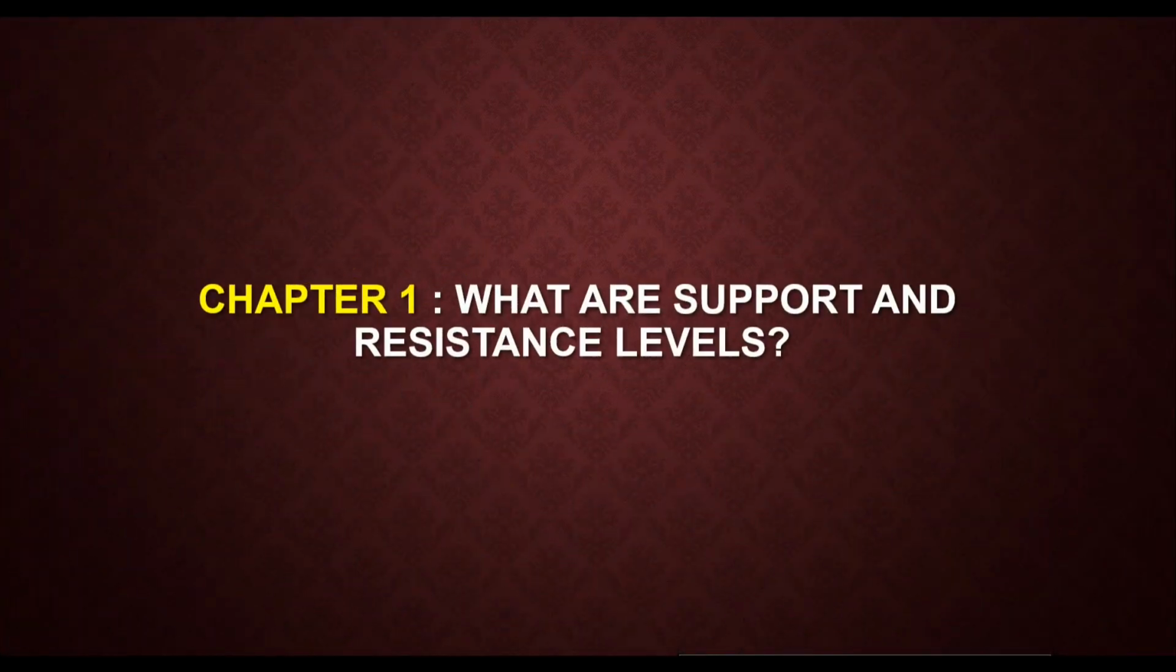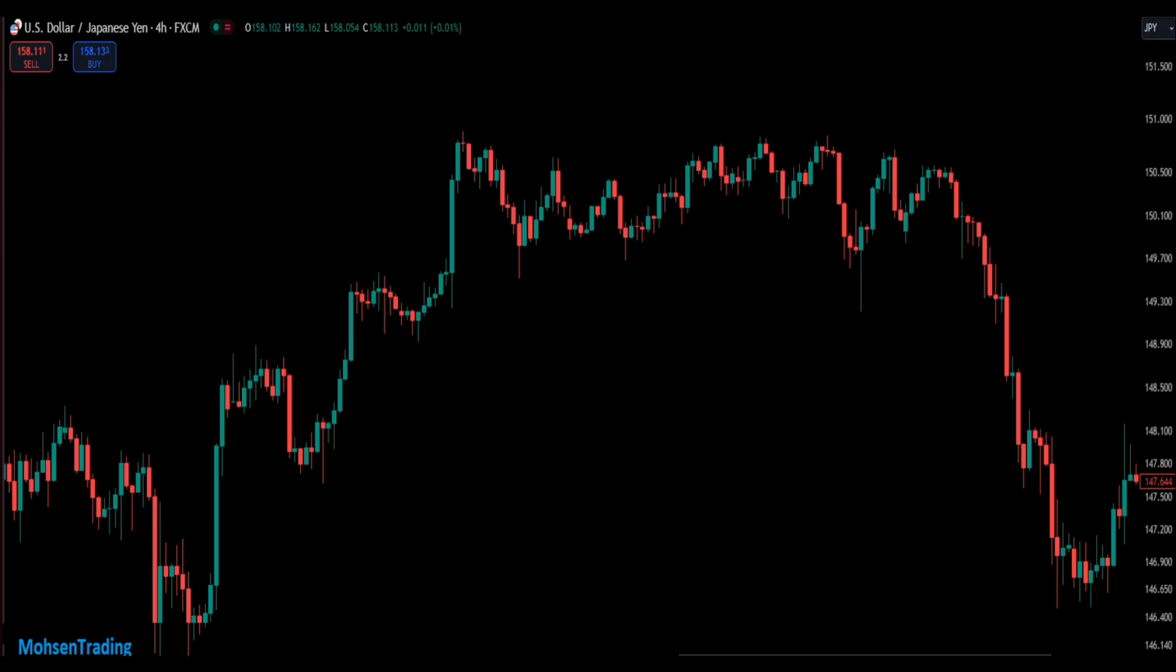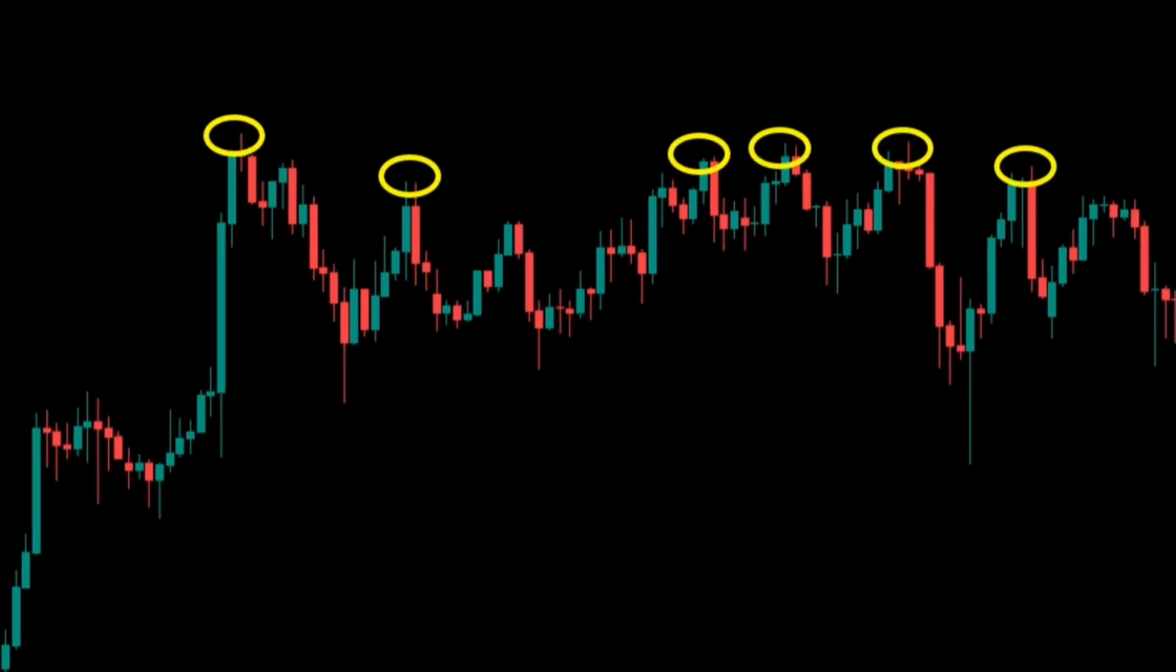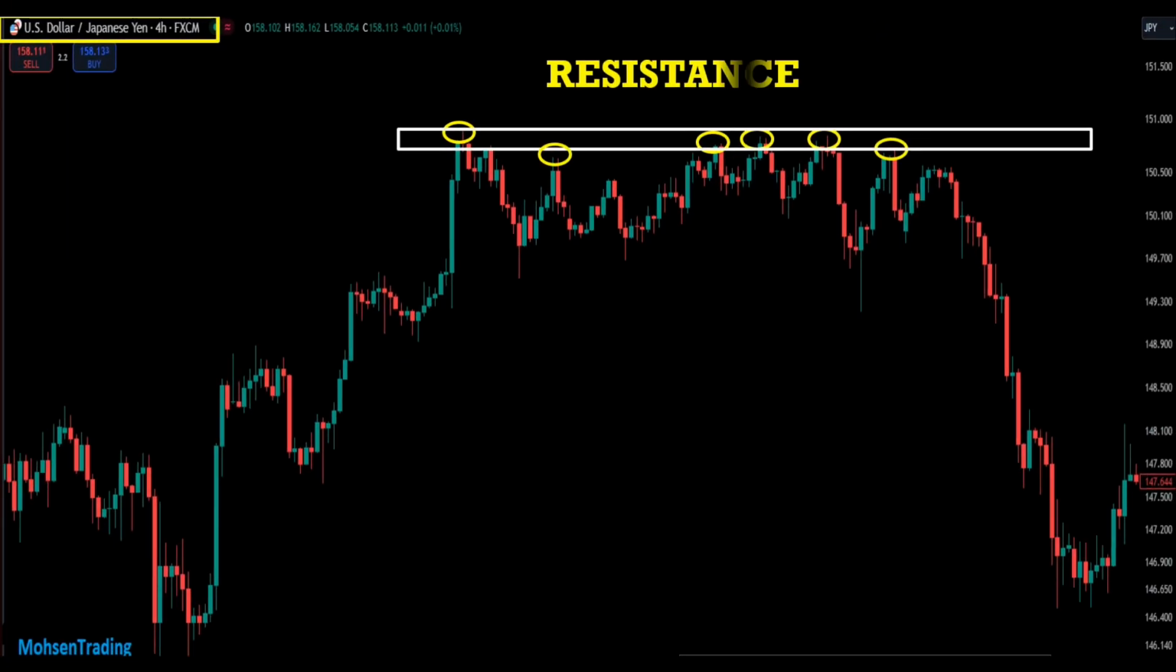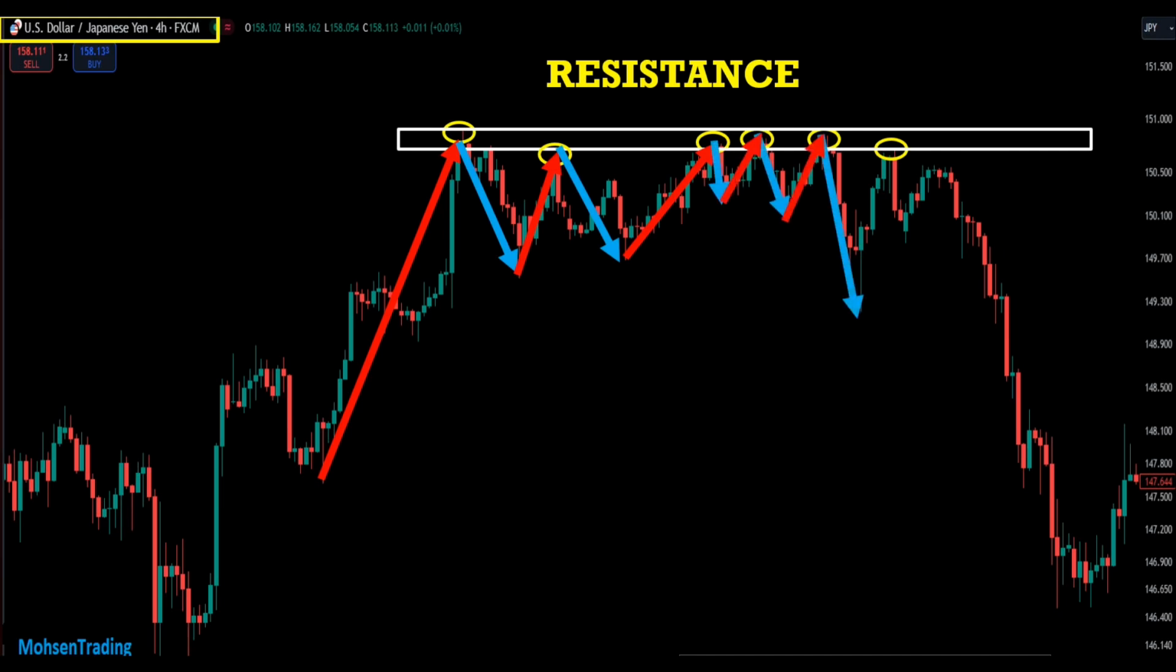What are support and resistance levels? In this chart of USD/JPY, a resistance level is where the price has touched multiple times and has rejected each time. Specifically, the price has reached this level 6 times and has been rejected at each point, meaning this level has become a resistance, and sellers are preventing the price from going higher.